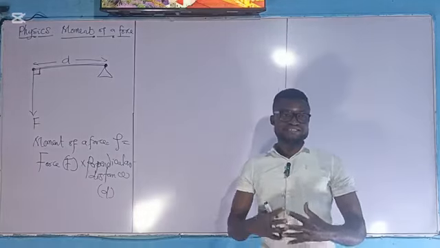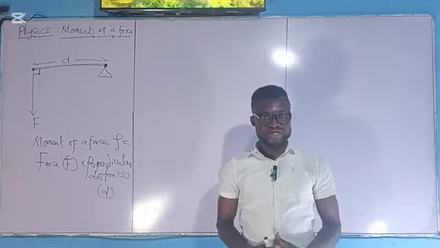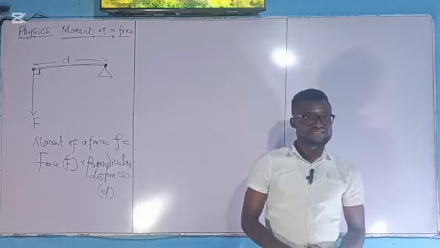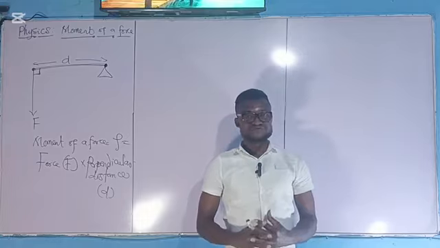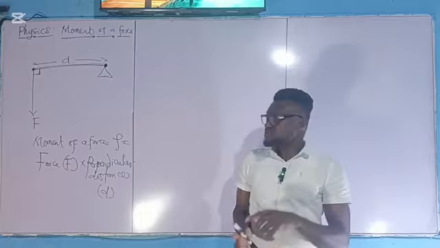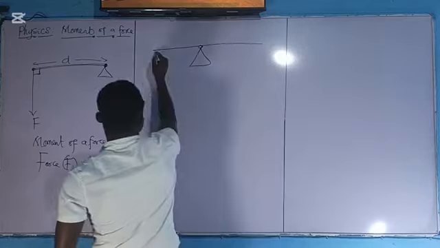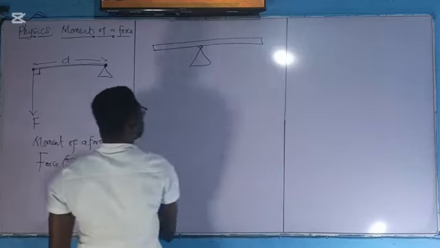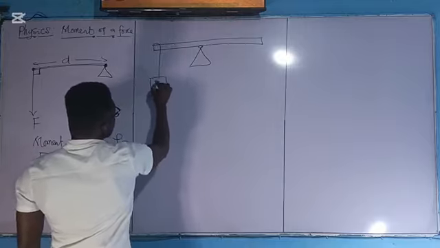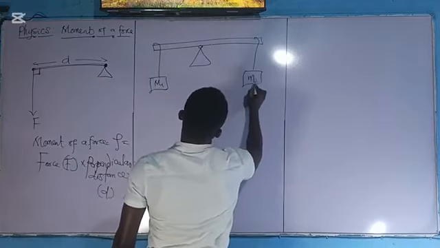The principle of moment states that the total moment acting at a point must be equal to 0. It can be stated in this very case: the clockwise moment of a force equals the anti-clockwise moment of a force. Now we have the turning point. From here we have a meter rule inclined on it. So if we have a mass, let's say here is M1, we have another mass, then here is M2.